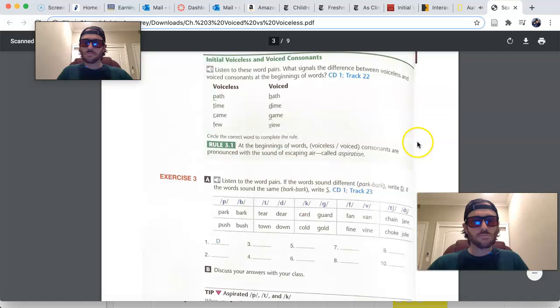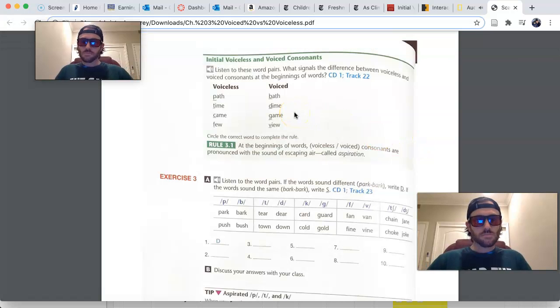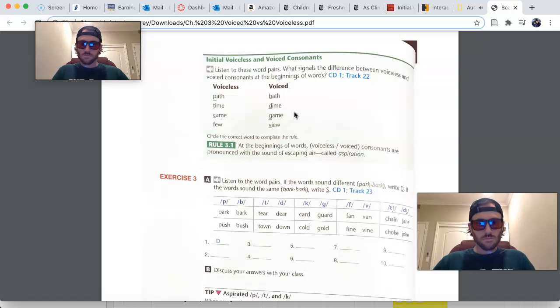Initial voiceless and voiced consonants. Page 20. Path, bath, time, dime, came, game, few, view.